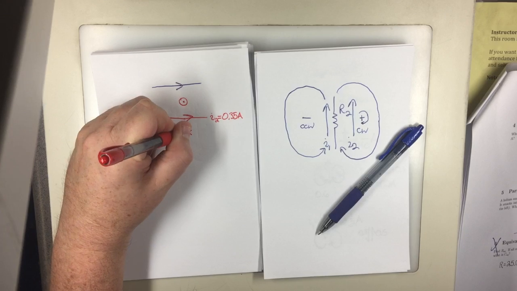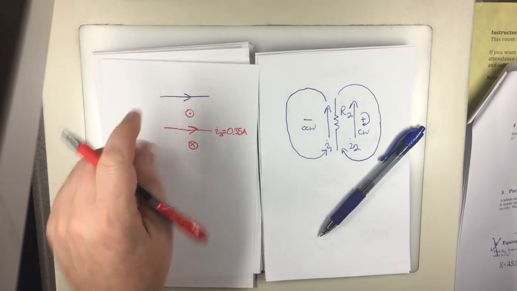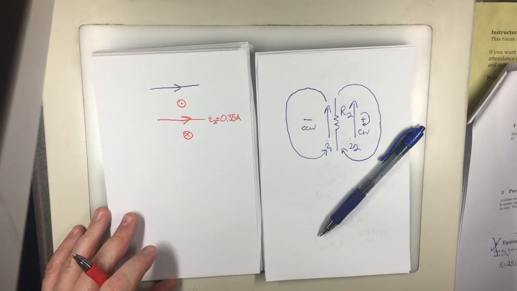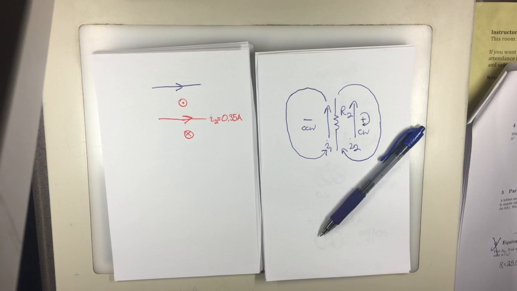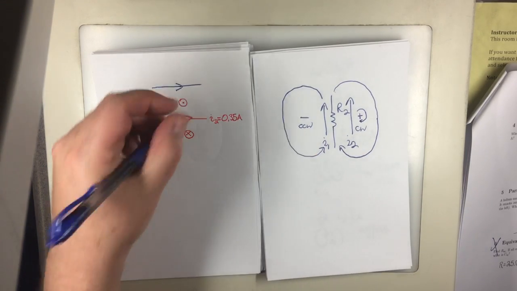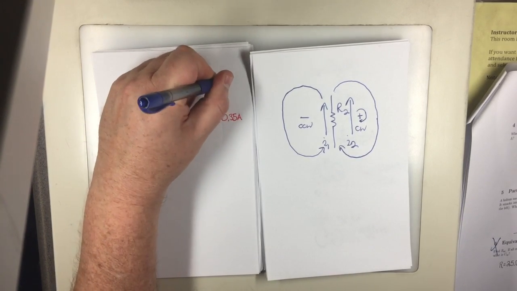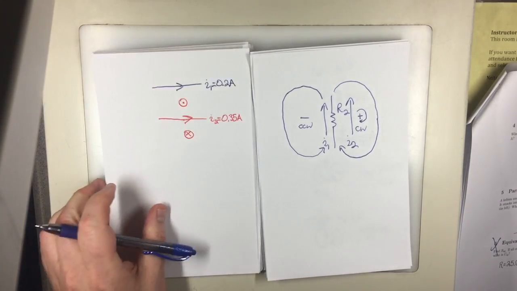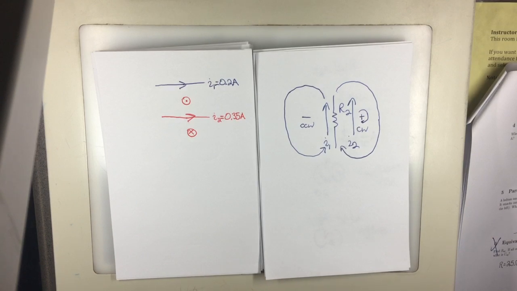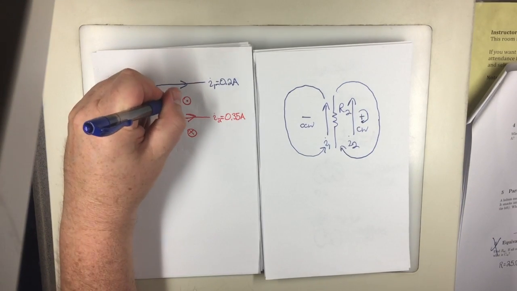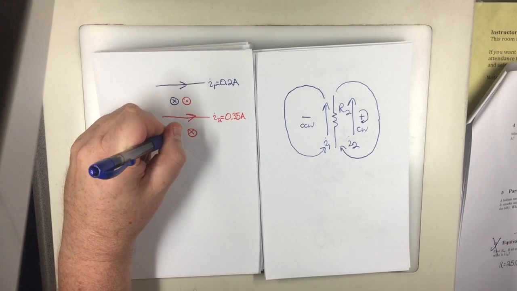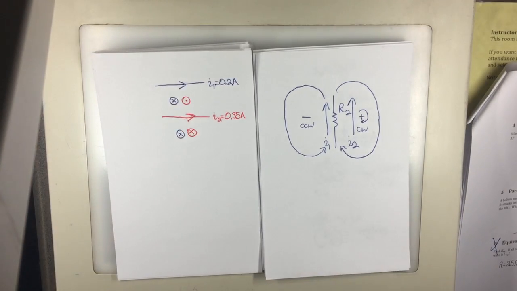And since I don't care about the direction or the B fields above the blue wire, I'm going to ignore that altogether. The blue is 0.2 amps. Anything above the wire again is out. Anything below the wire is in. So the first thing I do is mark all my B fields in the locations where I'm studying.